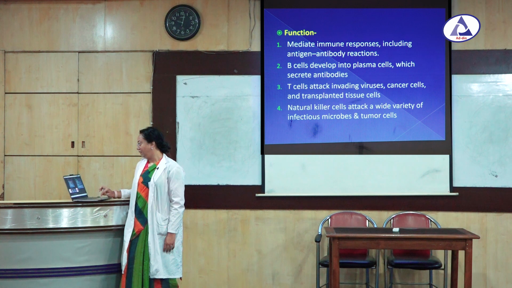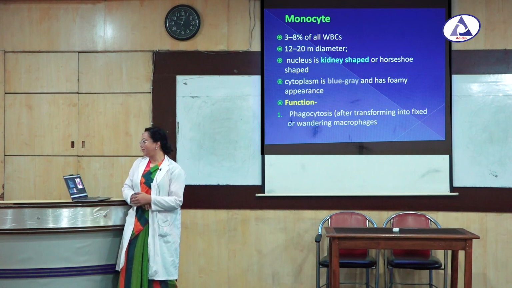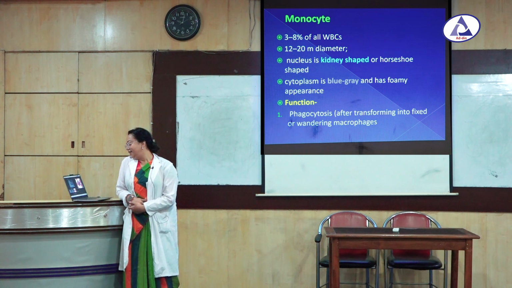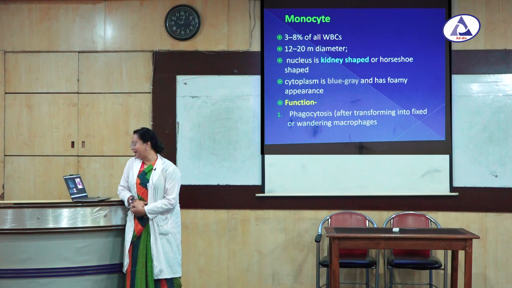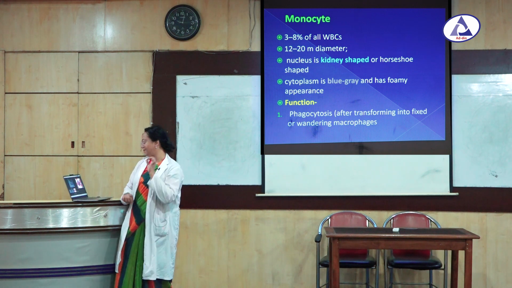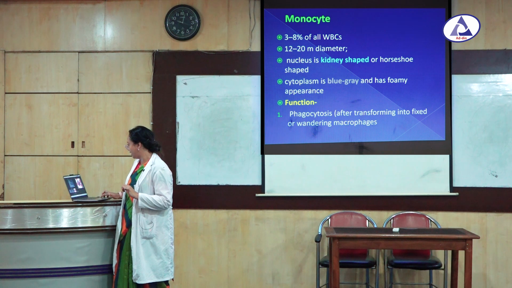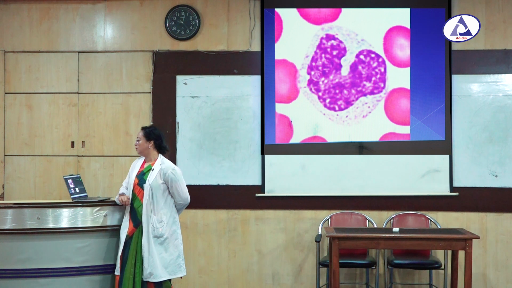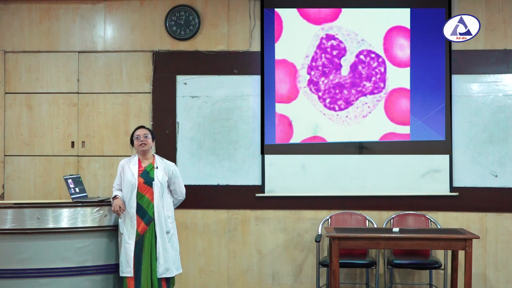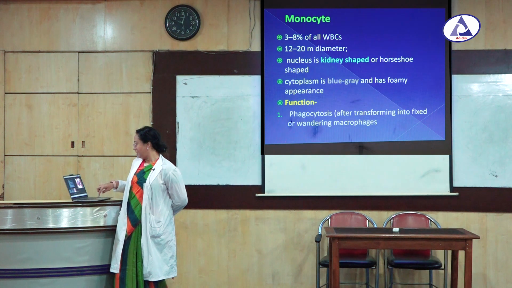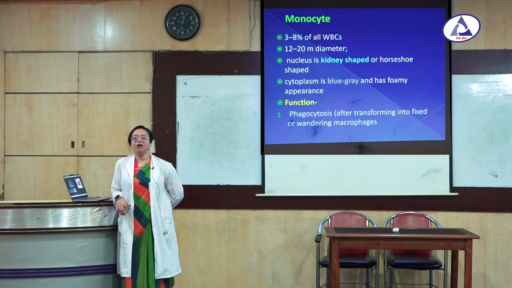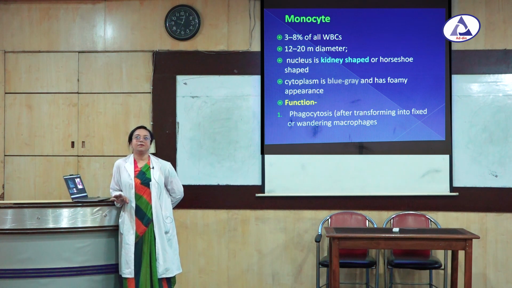Let us now know about the monocyte. Monocytes are 3 to 8% of the WBCs. They are 12 to 20 micrometer in diameter. Nucleus is kidney shaped and cytoplasm has blue-gray granules. See, these are the monocytes. Their nucleus is kidney shaped. And what is the function? Phagocytosis. They also cause phagocytosis, but less than the neutrophils.